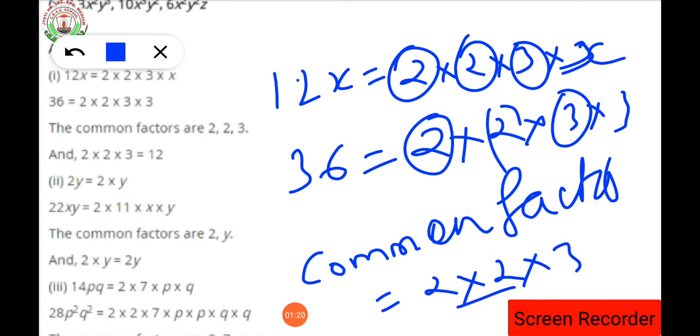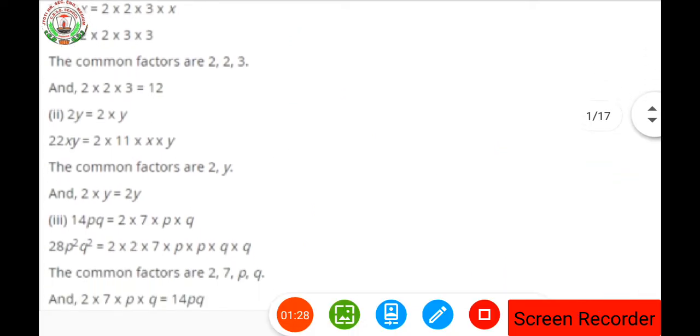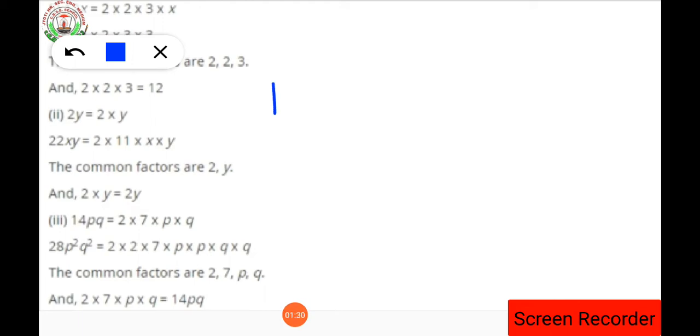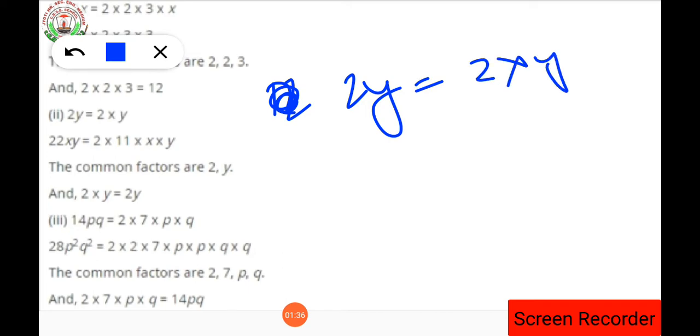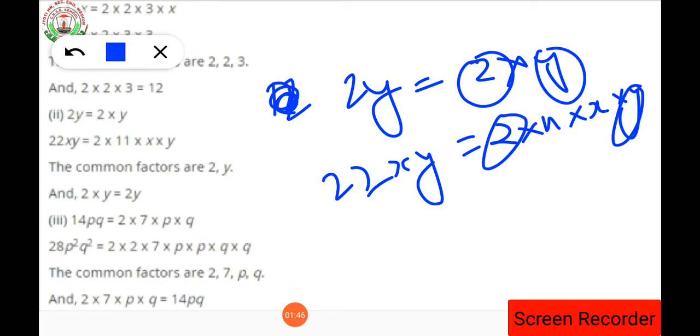So 2 into 2 is 4, 4 into 3 is 12. So what is the common factor we are having here? That is 12. Okay, then the second question of the same. We are having 2y, isn't it? So the factors of 2y will be 2 into y, and the factors of 22xy will be 2 into 11 into x into y. So here we can have the common factors as 2 and y. So what will be the common factor? That is 2y, isn't it?